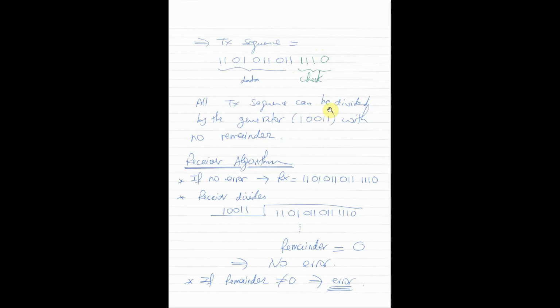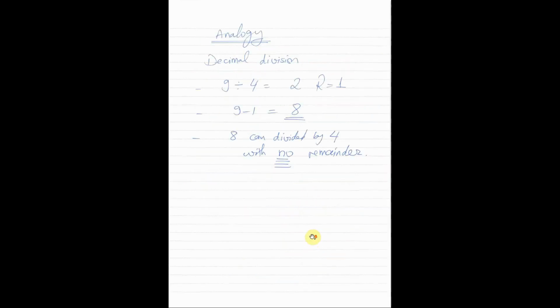If the receiver divides by the same generator, it gets a 0 in case it receives the same sequence as it is, because the transmitted sequence is divisible with 0 remainder. But if this changes during transmission and the receiver receives something else, if the receiver divides, it will get a non-zero remainder, and this is what the receiver uses to decide whether there is an error.